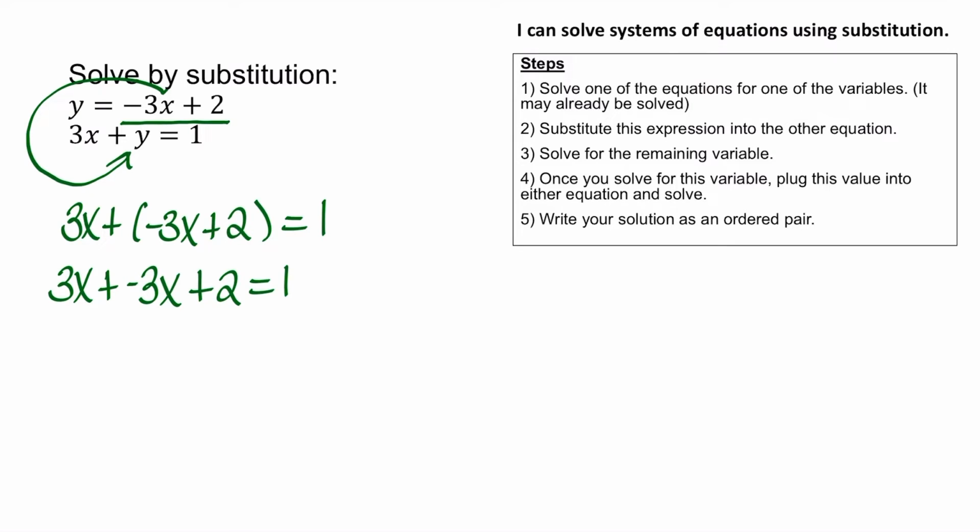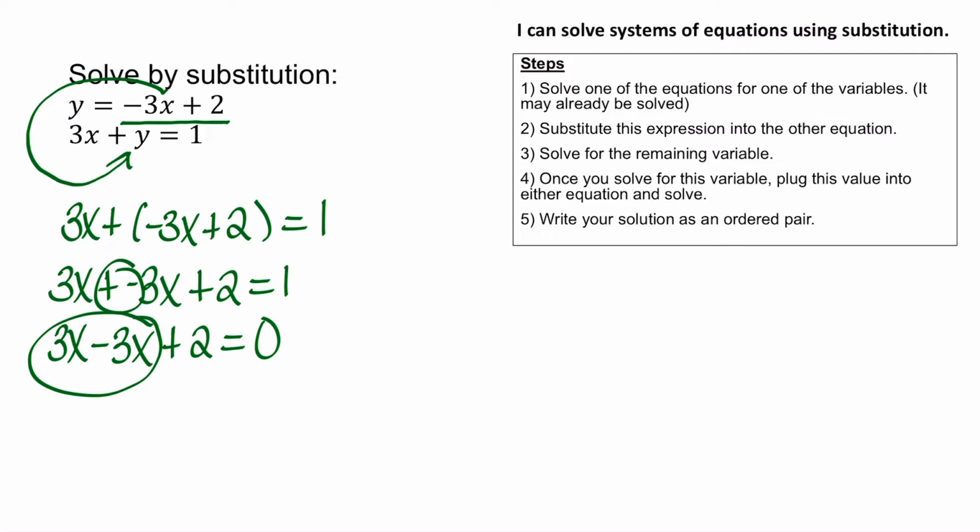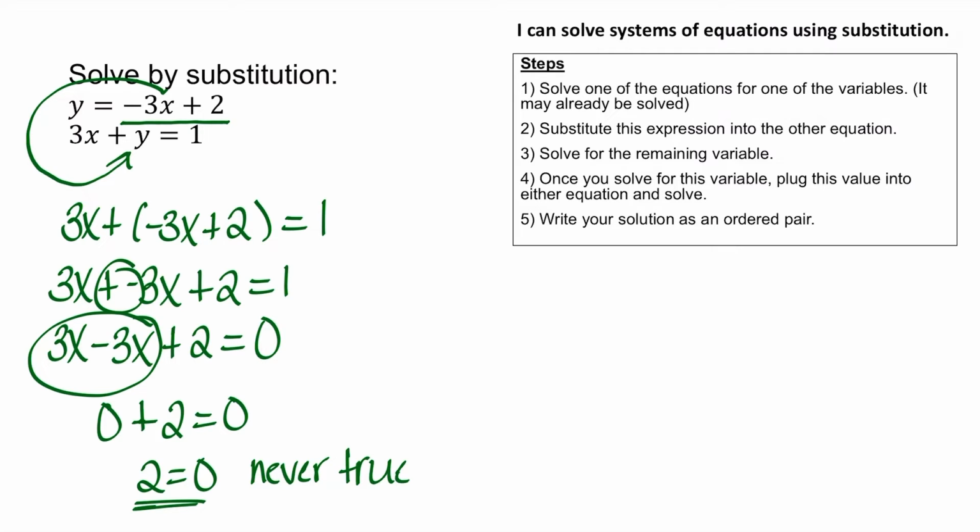So here I can combine this plus negative into a subtraction. So I have 3x minus 3x plus 2 equals 1. So the 3x and minus 3x will combine, and that gives me 0. So I have 0 plus 2 equals 1, which will simplify to 2 equals 1. So that is something that is never true, right? It doesn't make any sense. So it's never true, so that is why this system will have no solution.